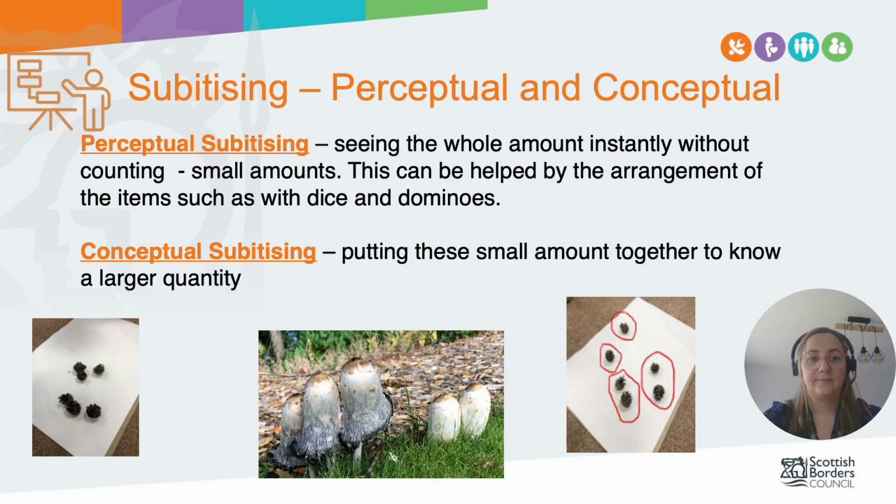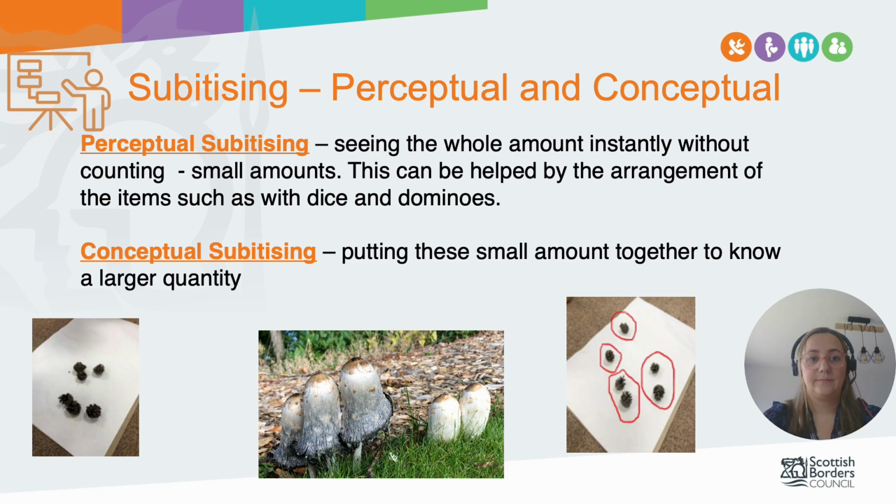Perceptual subitizing is seeing the whole amount instantly, without counting. You use perceptual subitizing when recognizing the quantity of dots on dice or dominoes, regular dot patterns. If I look at a 5 on a dice, I just know that it's a 5. I don't need to count it. That's perceptual subitizing. The arrangement helps children to recognize the quantity. Numicon 5 and 10s frames also work in this way.